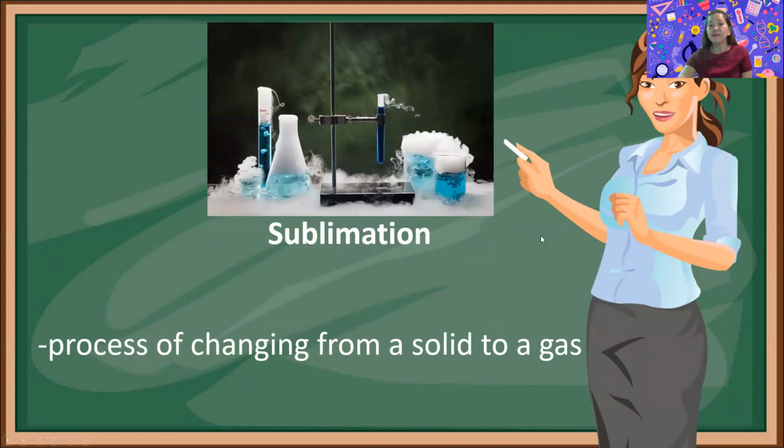Next, sublimation. Sublimation is the process of changing from solid to a gas. Look at the photo. Okay, from solid into a gas. So the smoke that it produces is gas. The best example of sublimation is, for example, ice.